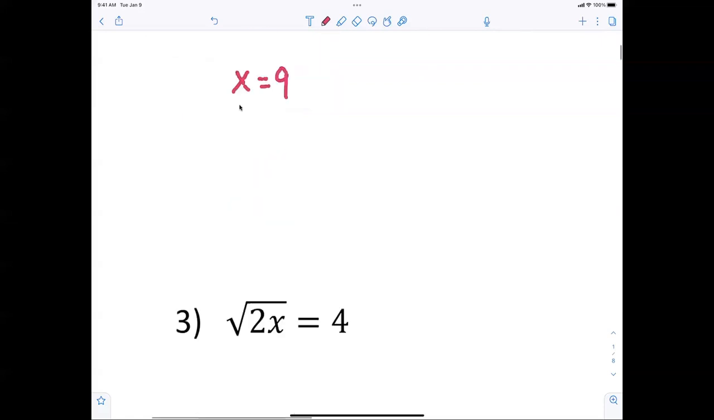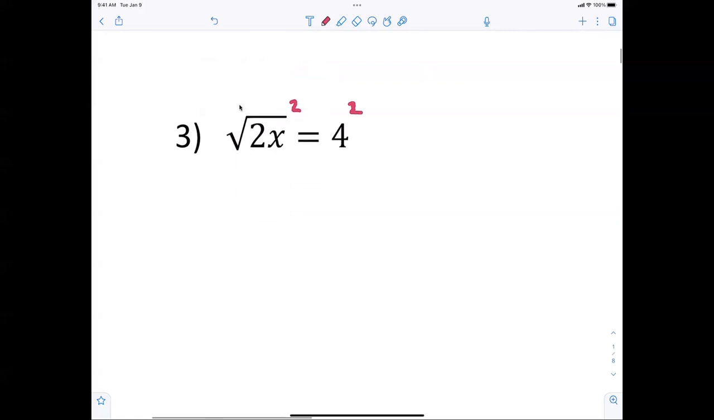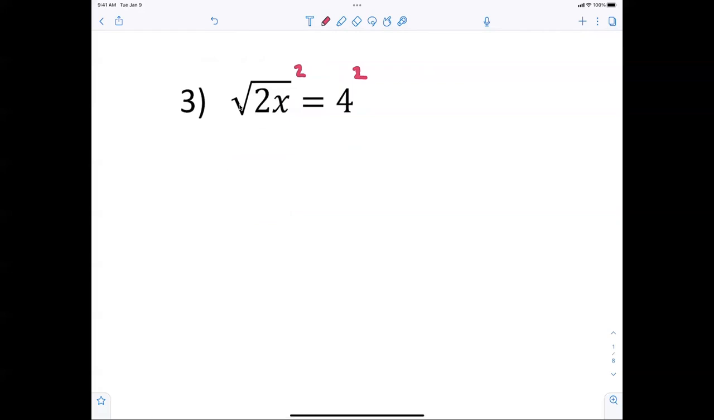So for question number 3, how do I get rid of the square root? Square both sides. Now, again, if you want to leave out that step, I'm perfectly happy with that. If you don't know that, you should write square and square until your brain understands those do what to each other? Cancel out. So now 2x is equal to what? Come on. 16. And so x equals what? So x equals 8. That is correct.